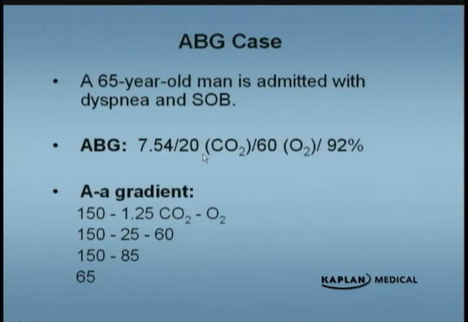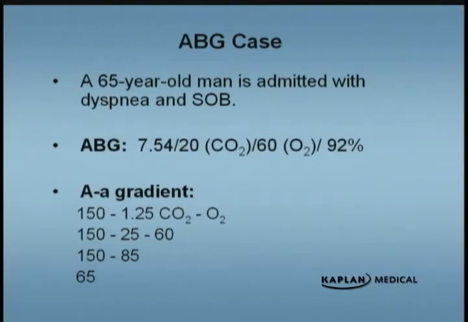So look at this. Let's take a case then, and you've got a 65-year-old man who's admitted with dyspnea and shortness of breath. His ABG is 7.45. That's a little bit of alkalemia, right, because it's above 7.4. His CO2 is low. A normal CO2 is 40, so his CO2 is 20, and his partial pressure of oxygen, now this is in the arterial, right?